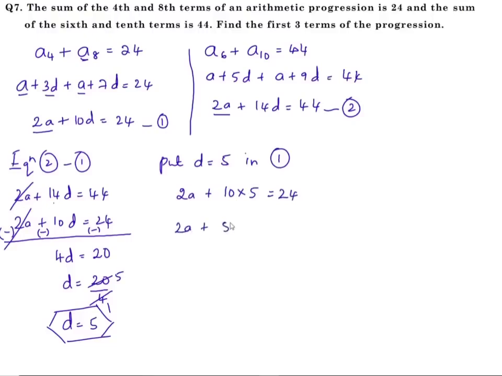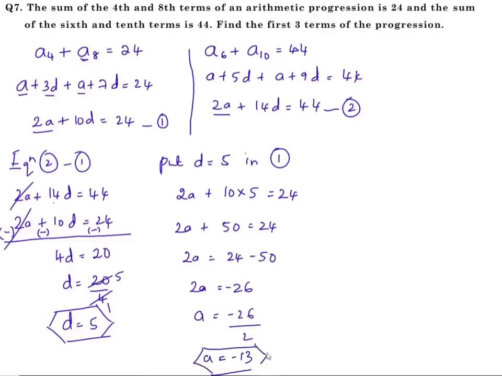2a plus 50. 10 fives are 50, which is equal to 24. Shift plus 50 to RHS, it becomes minus 50. Now 2a equals 24 minus 50 is minus 26. Now a equals minus 26 by 2. a equals minus 13. a equals what? Minus 13.